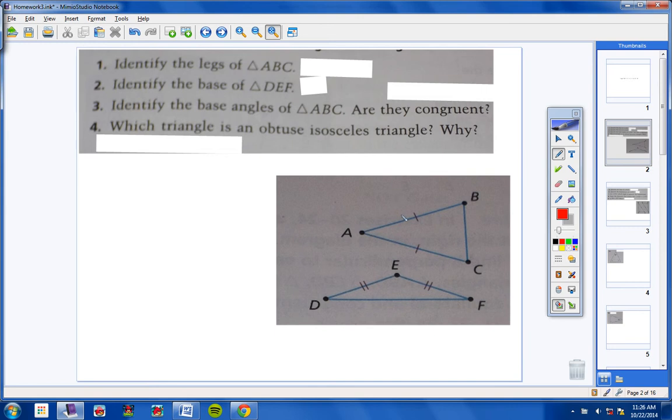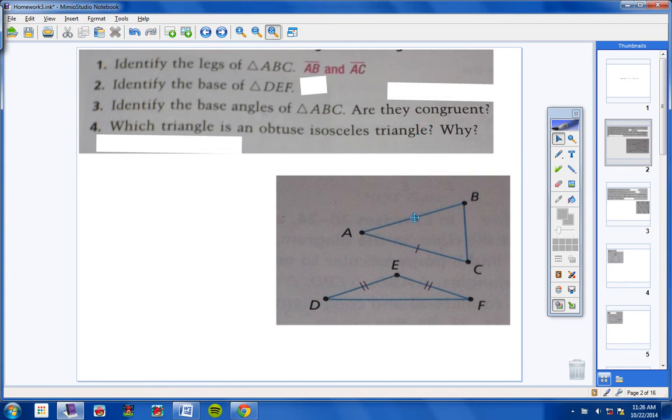Well, guys, notice ABC is an isosceles triangle. We have the side here congruent to the side here, and the congruent sides of an isosceles triangle are always called the legs. So your legs would be AB and AC. Okay? All right, moving on to number 2.